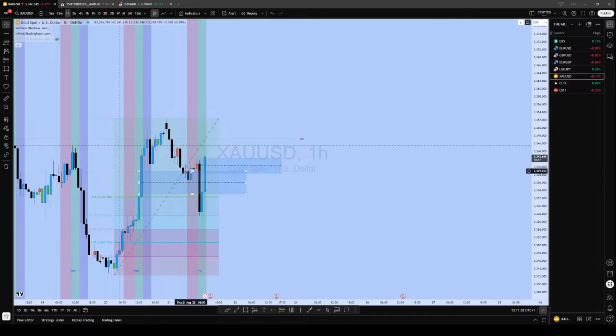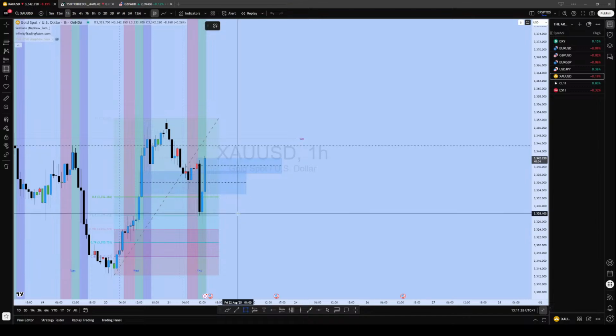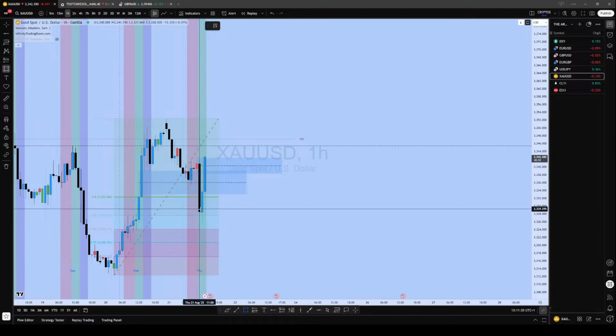This is what we talk about in terms of understanding when a drop is a sell versus when a drop is a buy. So I got my entry right here. I bought at 3329. So 3329 here. I was buying this gap here.